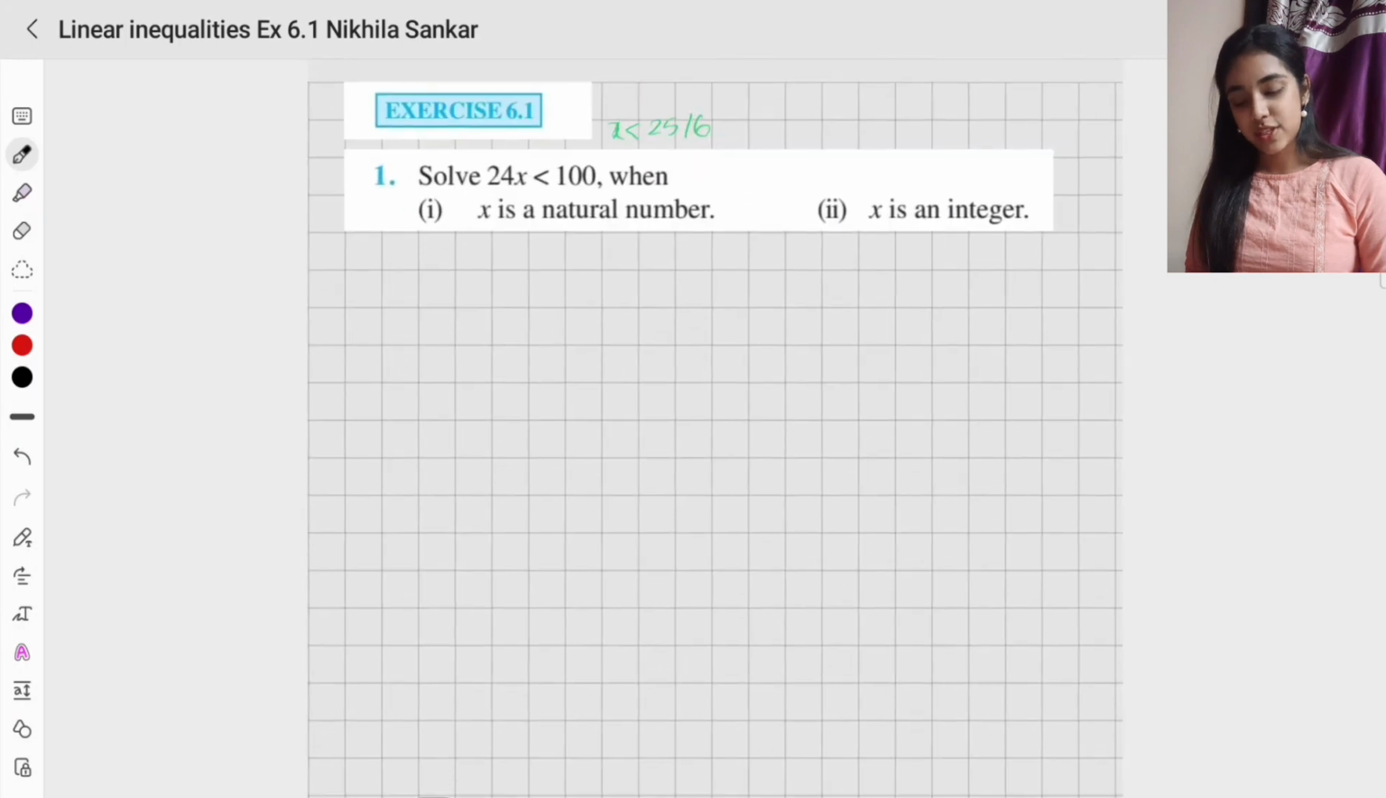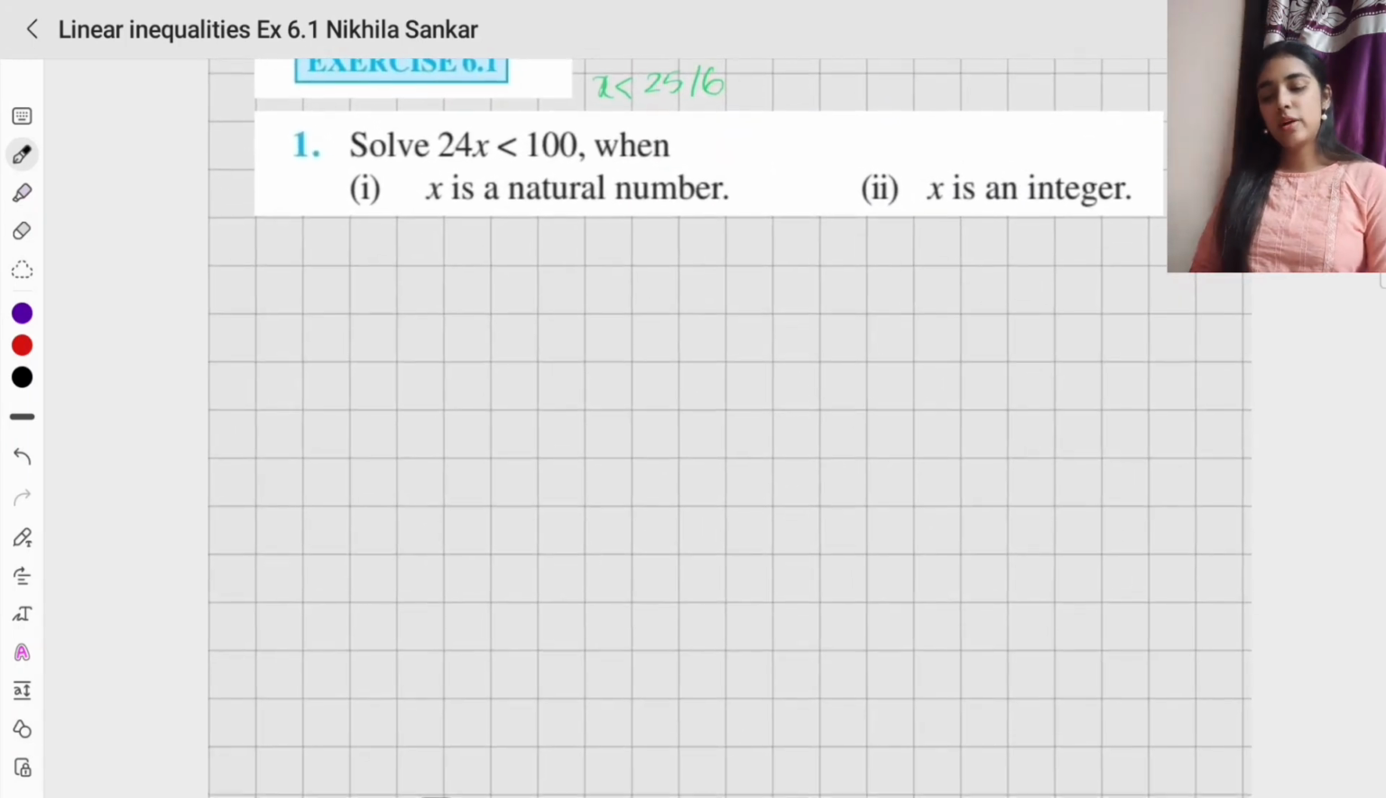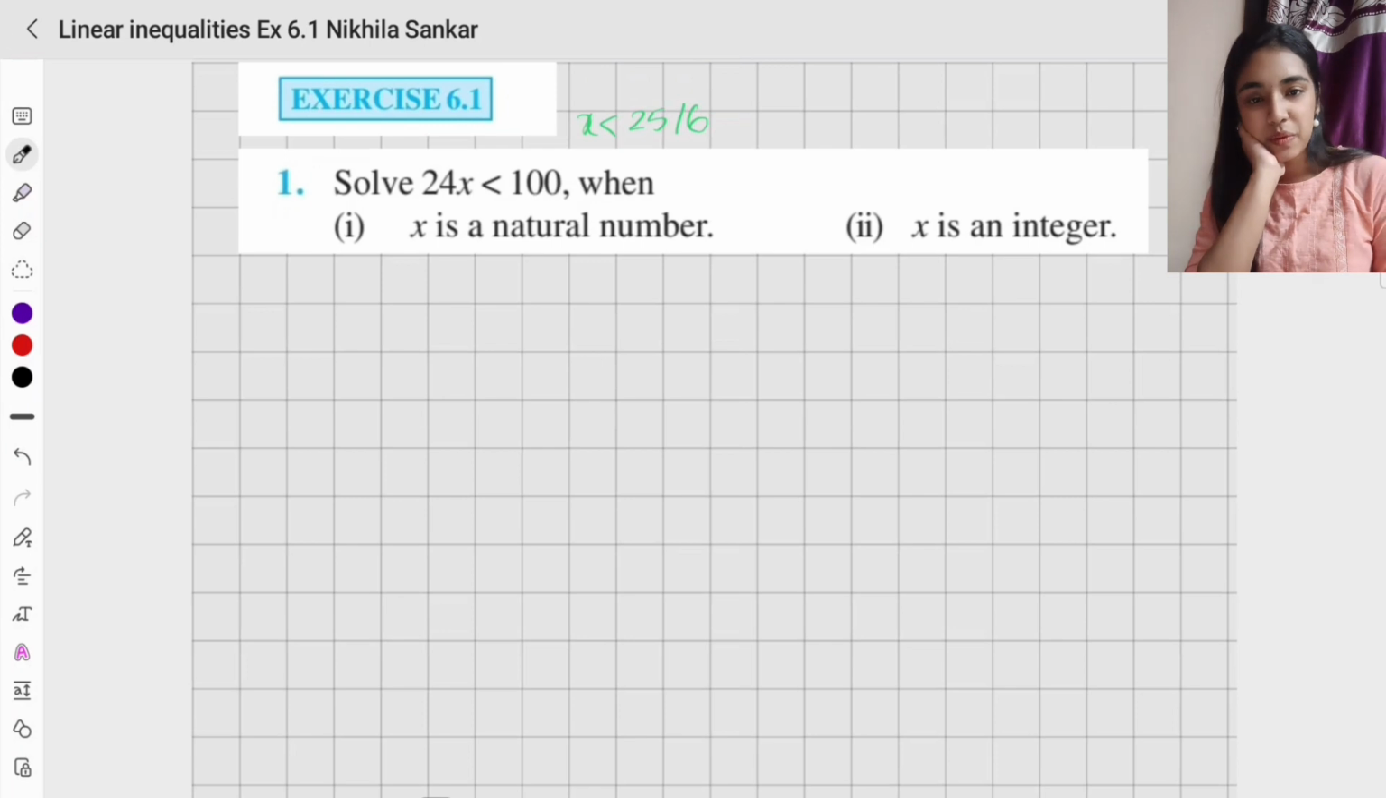Moving on to exercise questions. இப்போ இதே மாதிரி example எப்படி நம்ம solve பண்ணுமோ, I'm going to solve similarly. Please watch my previous videos for example questions. Okay, I'm going to directly solve them now. So இப்போ 24x less than 100. First இது solve பண்ண போறேன்.